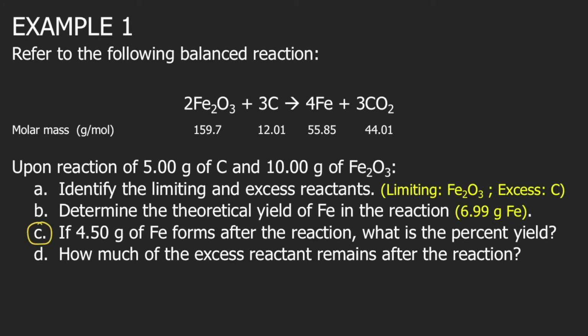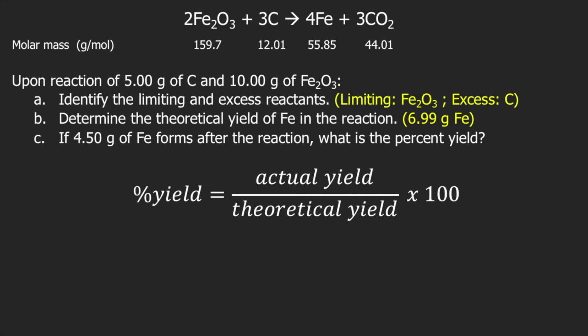If 4.50 grams of iron forms after the reaction, what is the percent yield? To calculate the percent yield, we will use the formula given earlier. If you read the problem, it says here 4.50 grams of Fe forms after the reaction. So this number was obtained experimentally, therefore it's the actual yield.